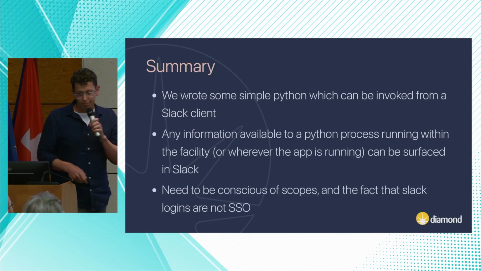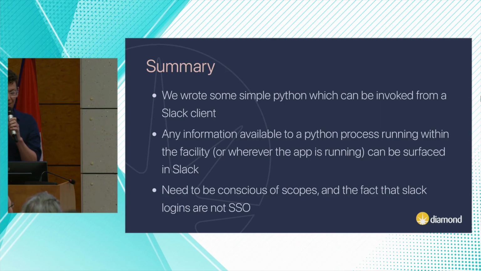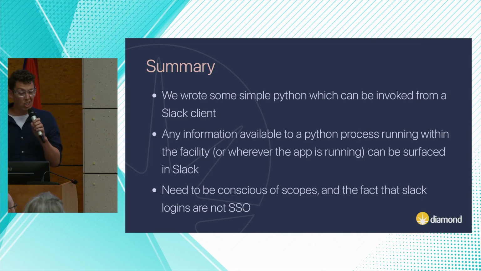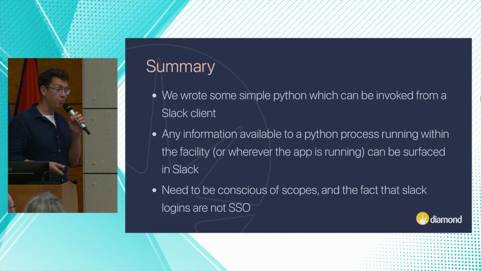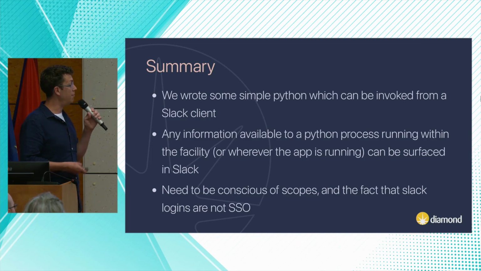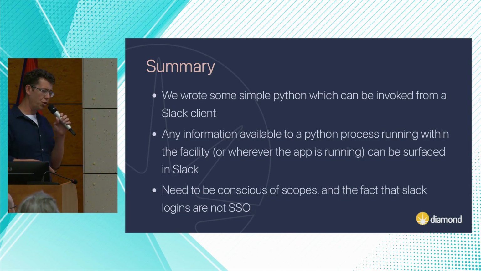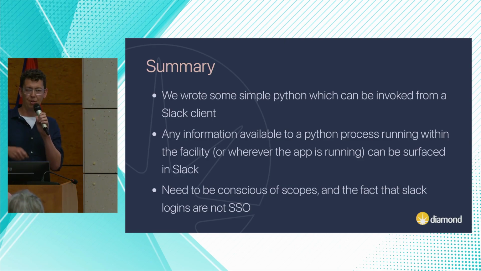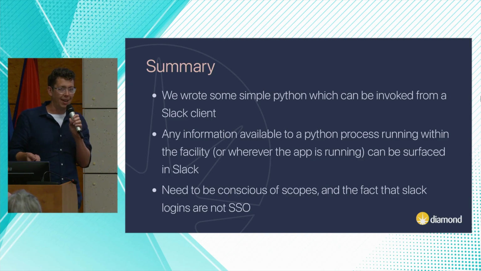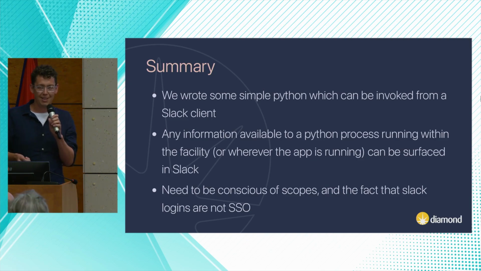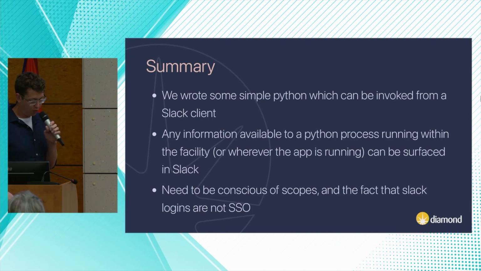So to summarize, we've written some pretty simple Python code, which you invoke from a Slack client and it will respond to you. Essentially any information that a Python process running where your app is running can access can be surfaced in the app. And you do slightly need to be conscious of scopes. Scopes are what your app is and is not allowed to do. You can just tick that your app can do everything, but then it has access to every channel it's added to and can log every single message and all this kind of stuff. So you just need to be conscious about that.